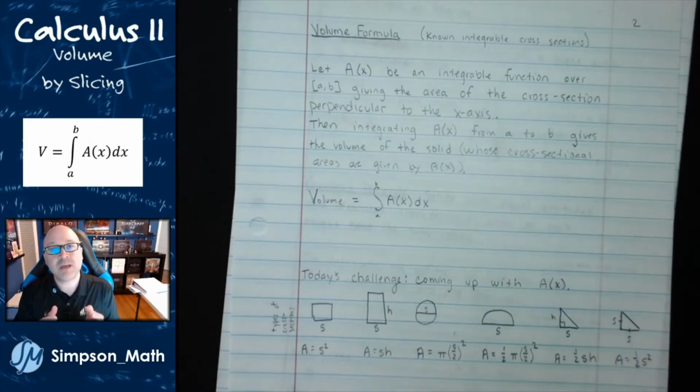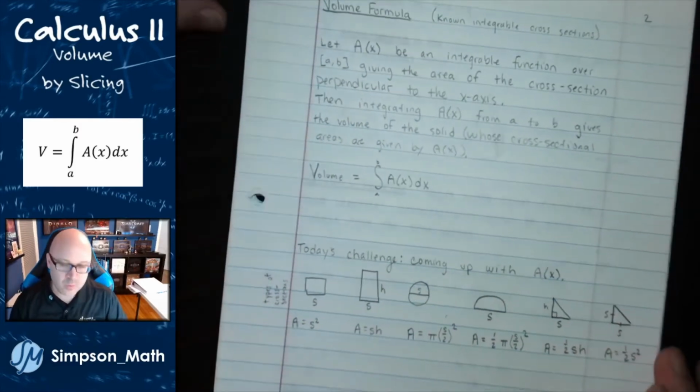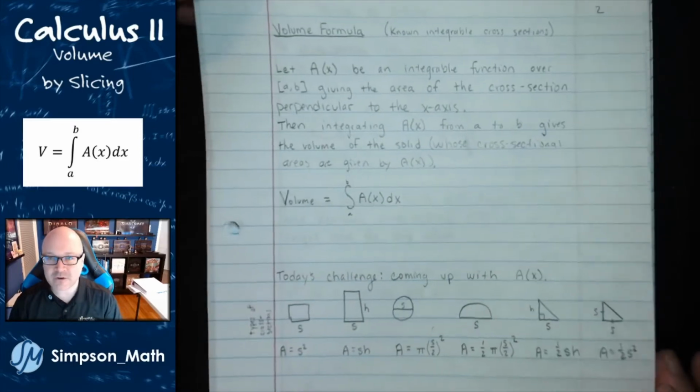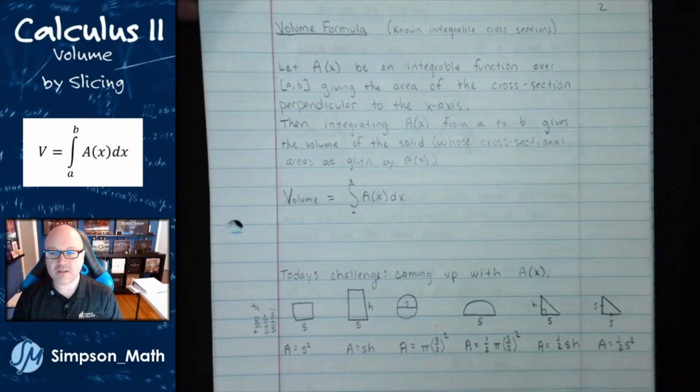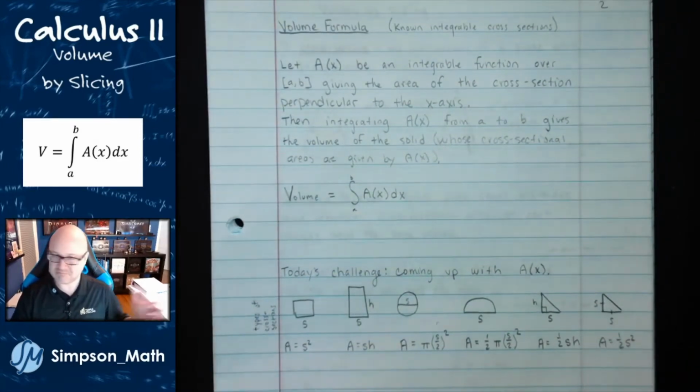Now, today's challenge is going to be coming up with the area formula and making it fit our scenario. Sometimes we may know the radius. Sometimes we may know the diameter. Sometimes we may know the height or the base of a triangle. So we're going to keep it simple for this first introductory lecture for calculating volume by slicing.